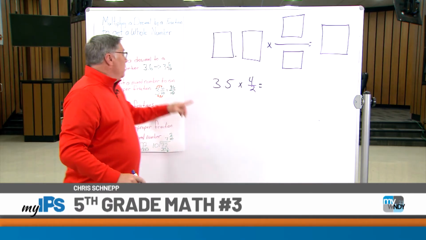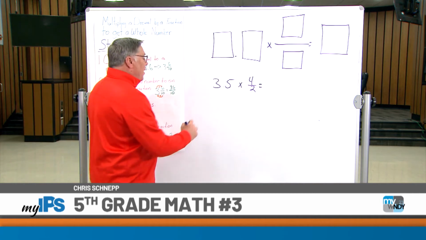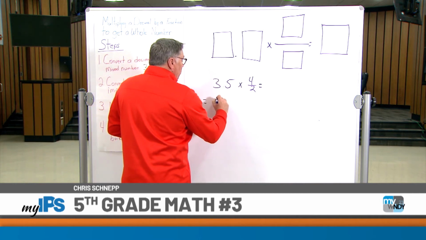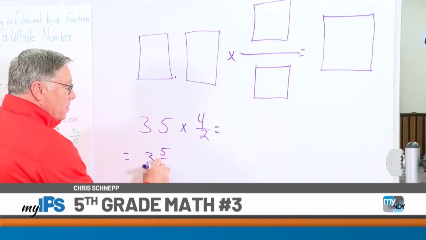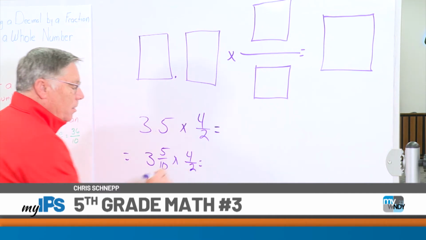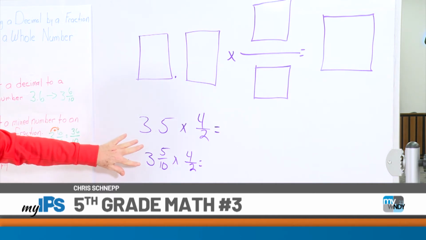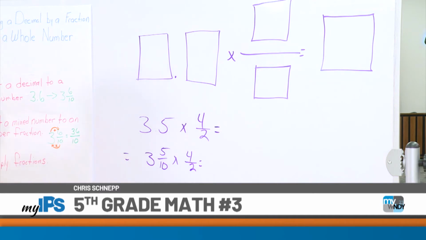All right, so back to the first step. What do I have to do with this decimal? I have to change it to an improper fraction first. All right, so I'm going to change that to 3 5/10 times 4 halves. Now, back when we've talked about multiplying by fractions, we can't multiply a mixed number. So this is why we have to go down to step 2 and convert it to an improper fraction, or a fraction greater than 1.